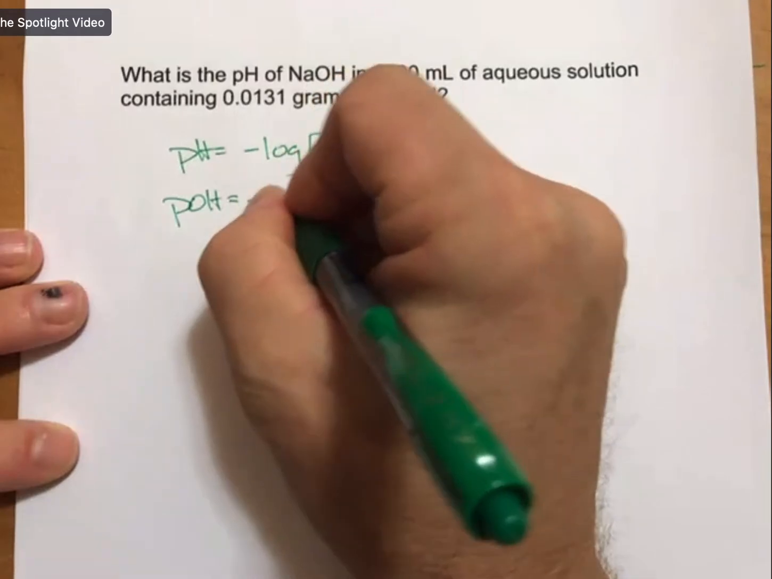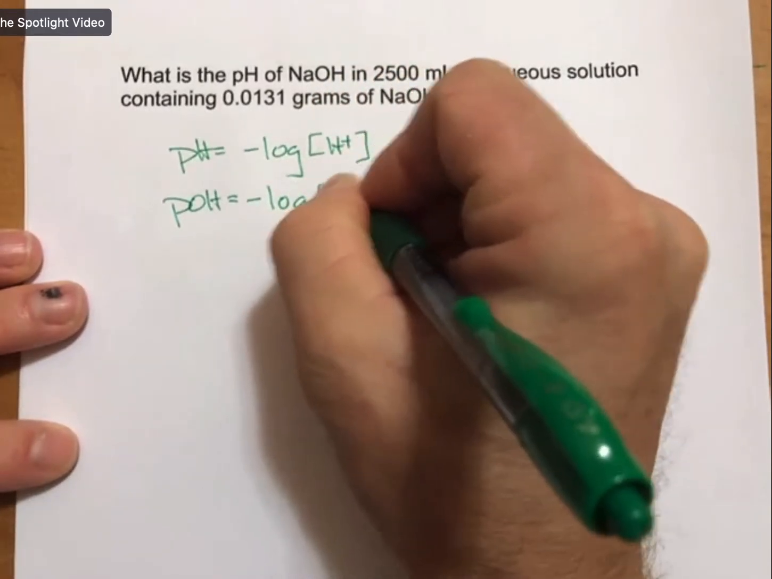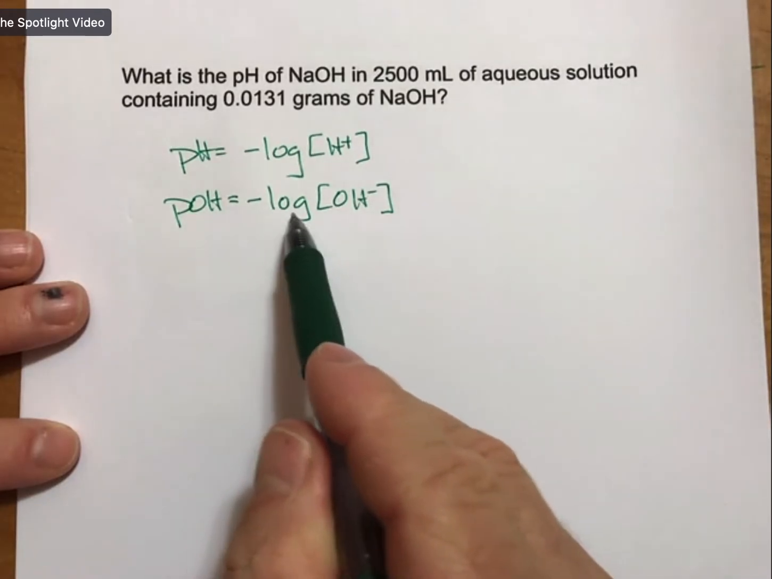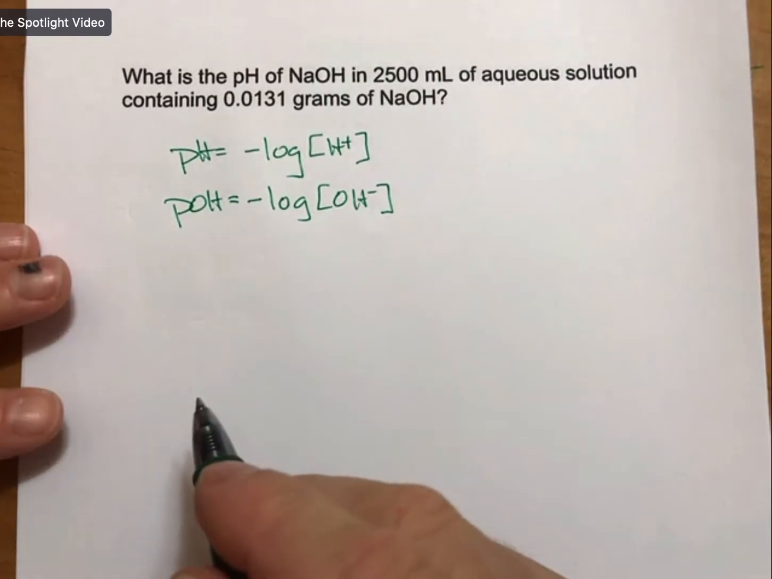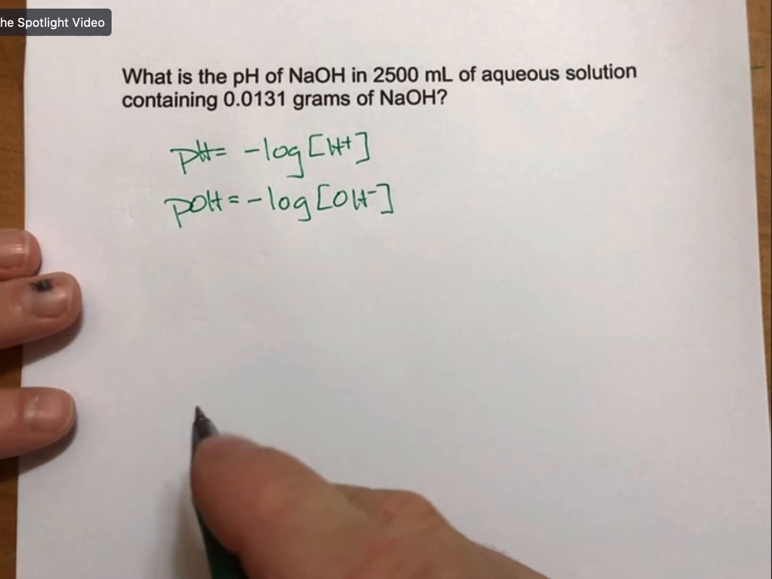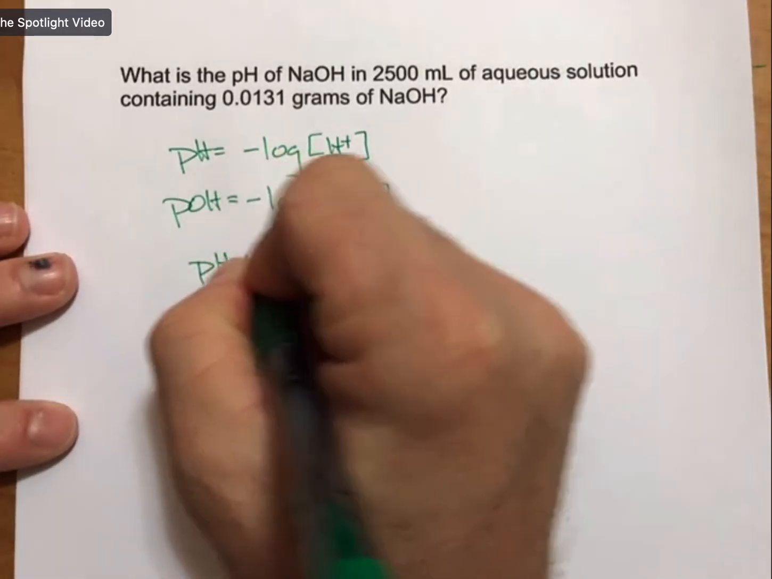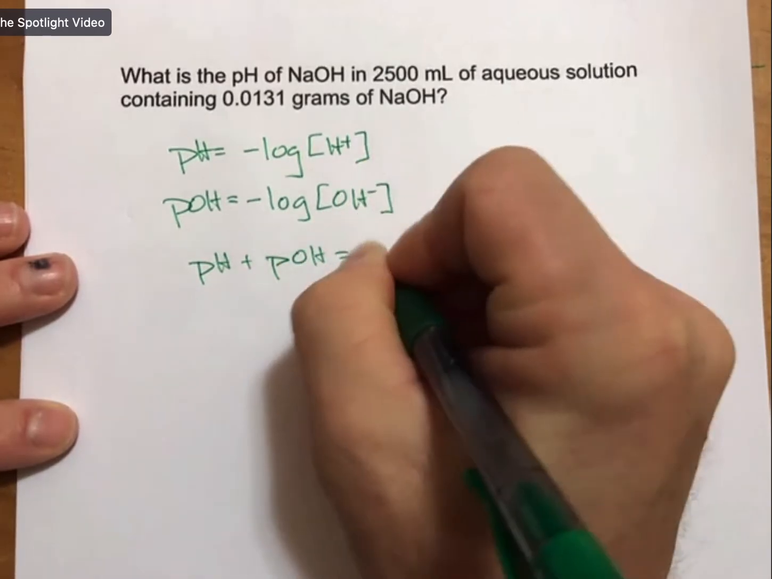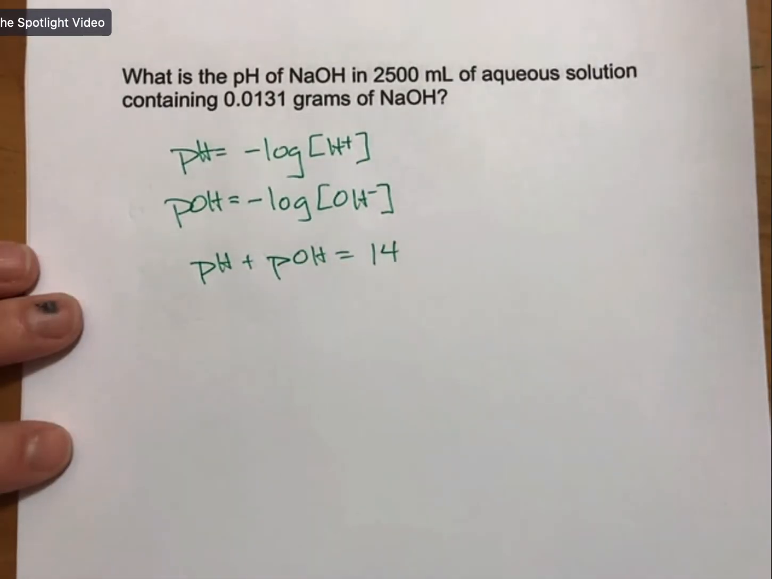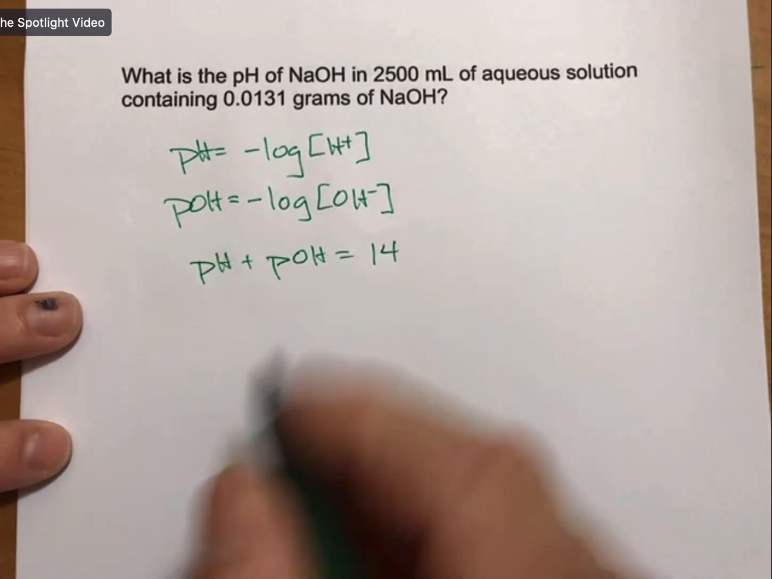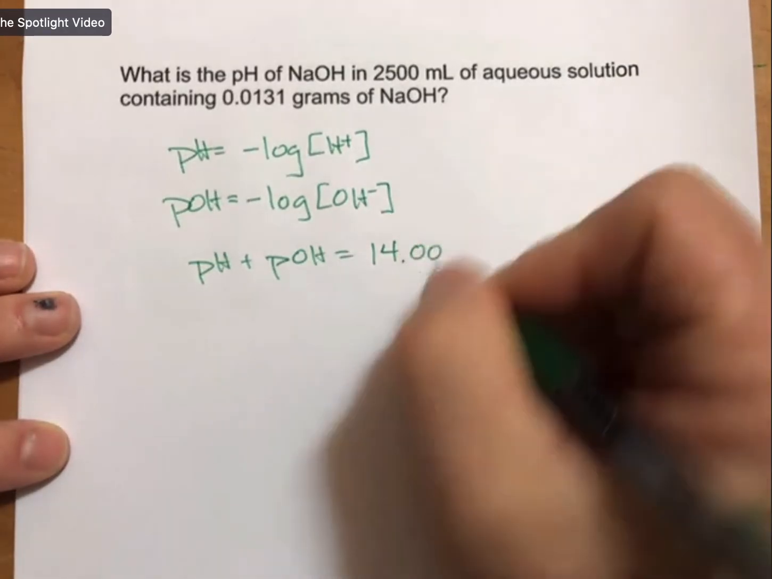And the pOH equation says pOH equals the negative log of the hydroxide ion concentration, which is what we're going to have from this problem. And pH plus pOH equals 14. So if we get the pOH, we can use this equation to solve for pH. And I'm going to write 14.00.